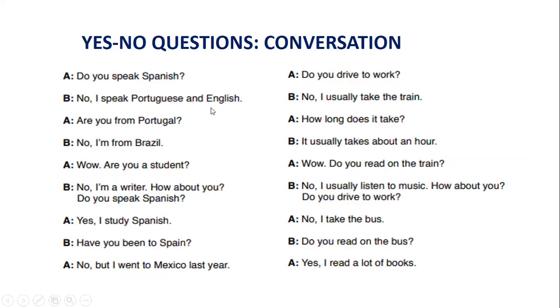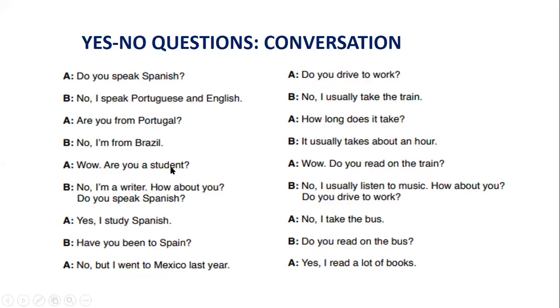No, I speak Portuguese and English. No, hablo portugués e inglés. Are you from Portugal? No, I am from Brazil. Vea que en las primeras utilizo do, ¿verdad? Para auxiliar el verbo speak, hablar, ¿verdad? Pero en la siguiente ya no estoy utilizando do porque tengo el verbo be. Entonces el verbo be no necesita ningún otro auxiliar para hablar de ser o estar.